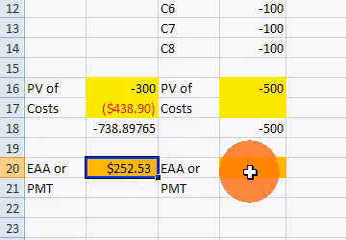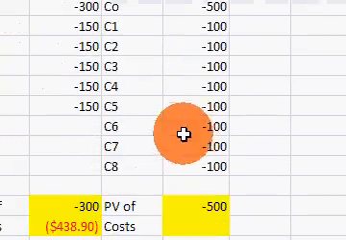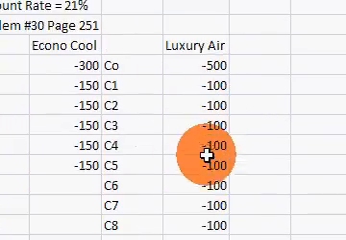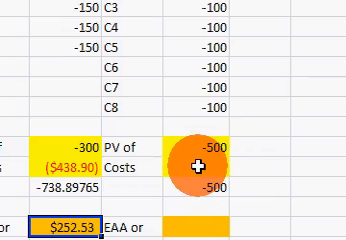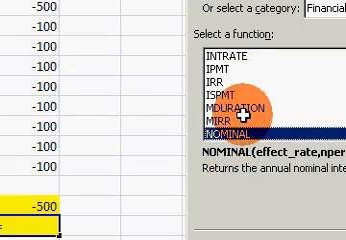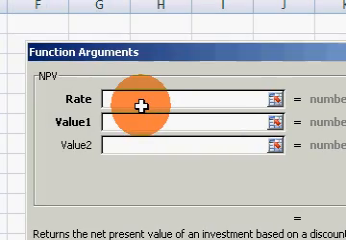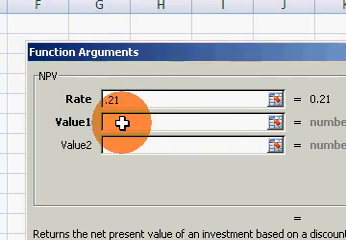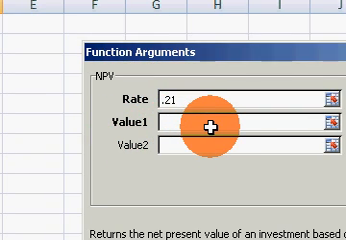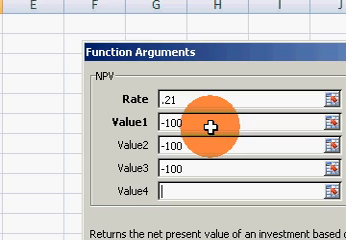Now I can make a comparison with the Luxury Air. So you know the Luxury Air costs more. Is it actually cheaper for me to buy the more expensive machine with the lower annual cost that lasts for 8 years? So again, we're going to find the present value of all those costs. So go to f of x, look for net present value, hit OK. Again, our interest rate is going to be 0.21, and just for the sake of time, I'm going to put in negative $100 and tab through that process for 8 years. There, fifth, six, seven, and eight.